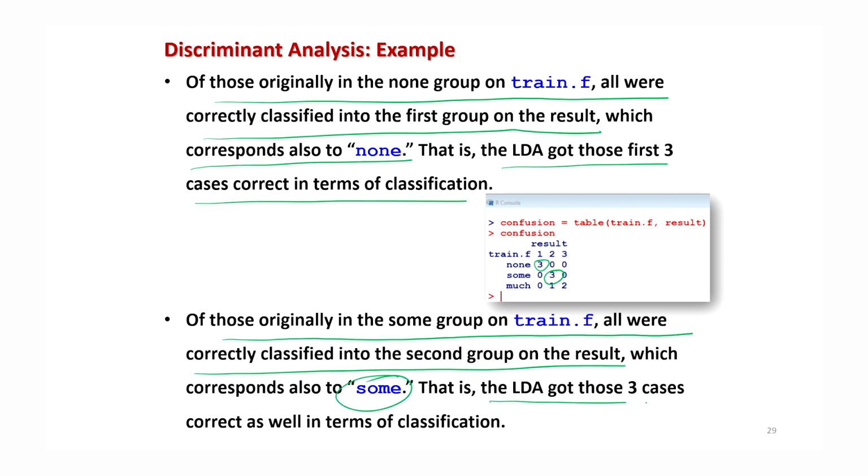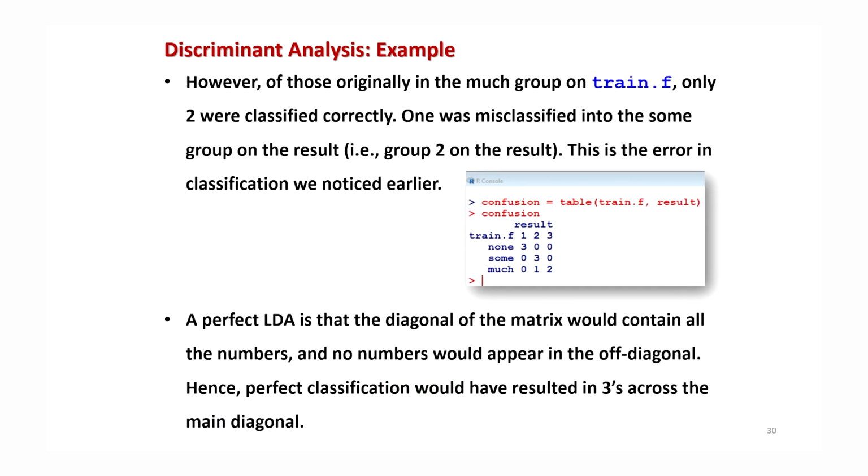That is, LDA got those 3 cases correct in terms of classification. But now the problem is coming in the third one, that this here is 1 and this here is 2, whereas ideally it should actually be 3 on the diagonal. So of those originally in the merge group on the data train.f, only 2 were classified correctly and 1 was misclassified into the sum group on the result, that is group number 2.